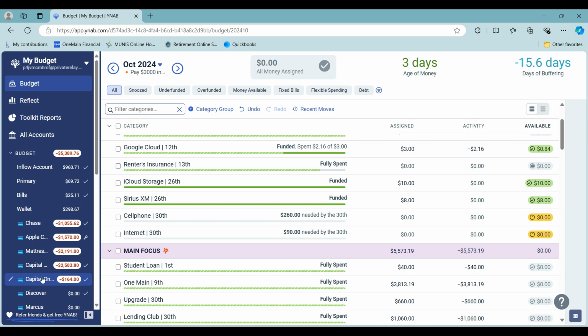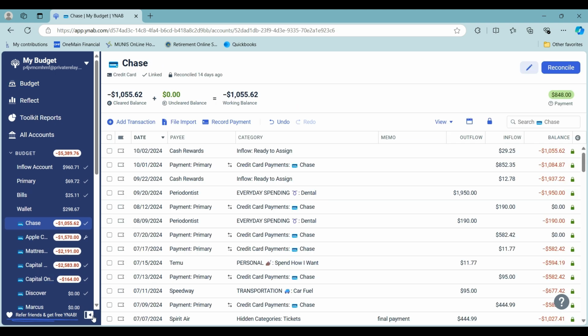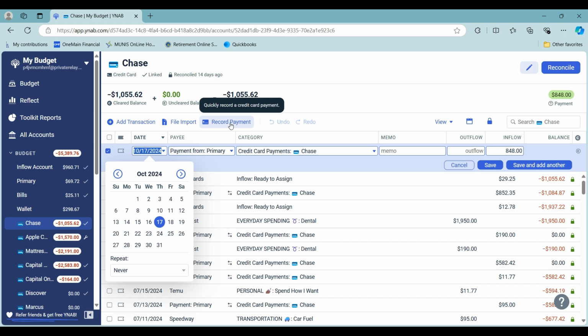I don't think I've ever come in here and shown you guys what happens when I make a payment on a card. So let's jump into Chase. And as you can see, there's a payment over here in green for $848. And then in these ribbons here, you can see that there's record payment. So I will hit record payment. It will already pre-populate with the date, the account that I usually pay from, and then the amount goes into the inflow for the card.